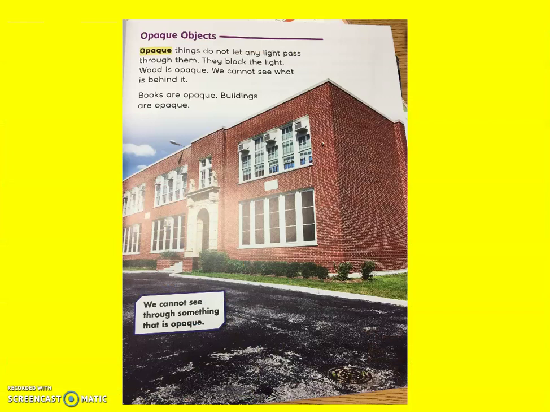And opaque objects. Opaque things do not let any light pass through them. They block the light. Wood is opaque. We cannot see what is behind it. Books are opaque. Buildings are opaque. We cannot see through something that is opaque. So that is a review of all the different things about light that you would need to know and the notes that you would need to take.